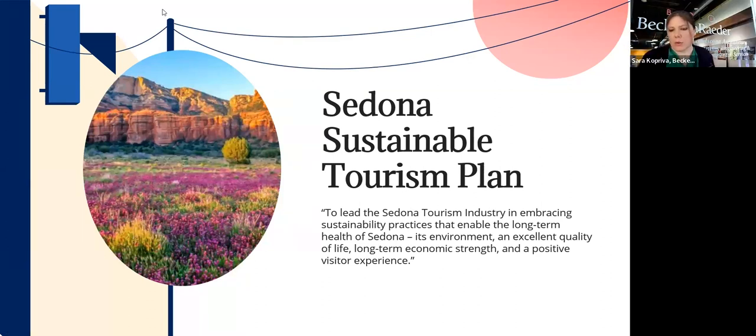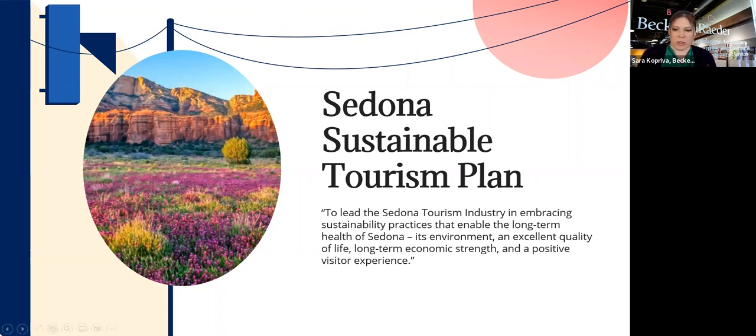So Sedona, Arizona, this plan was developed in 2017. And like many of the communities that you'll see in the slideshow and Traverse City, tourism is critical to Sedona's economy. They created a mission statement to communicate the goals and elements of the plan that you see here on the screen: to lead Sedona's tourism industry and embrace sustainable practices that enable the long-term health of Sedona, its environment, an excellent quality of life, long-term economic strength, and a positive visitor experience.